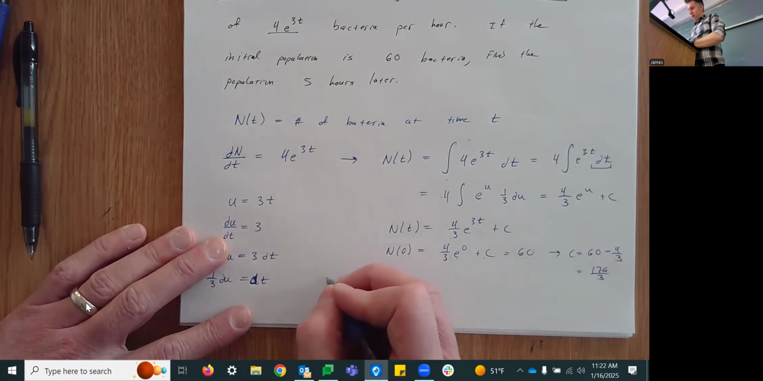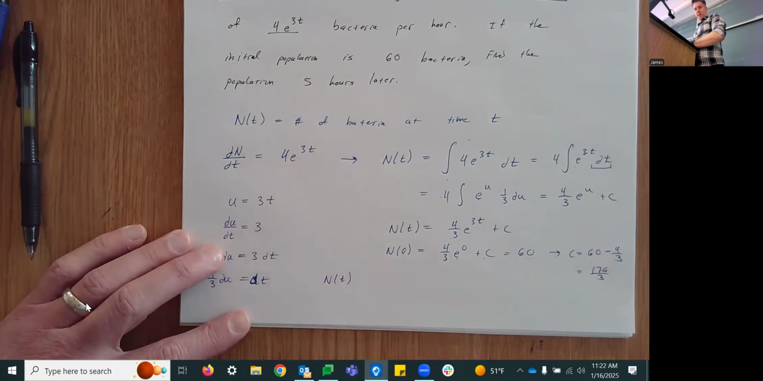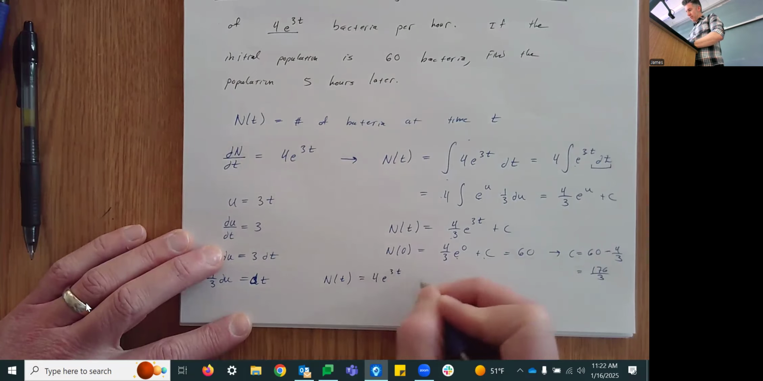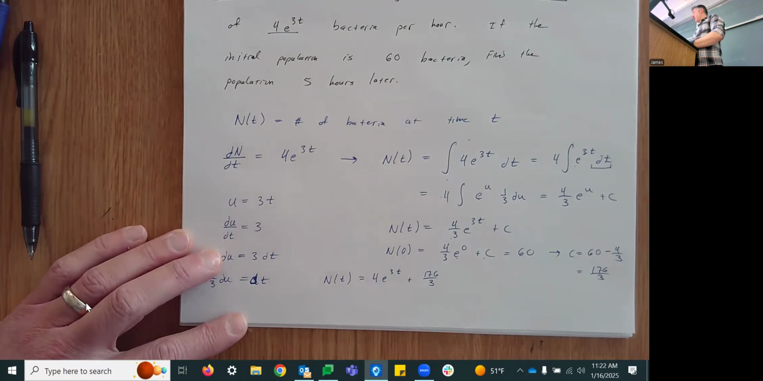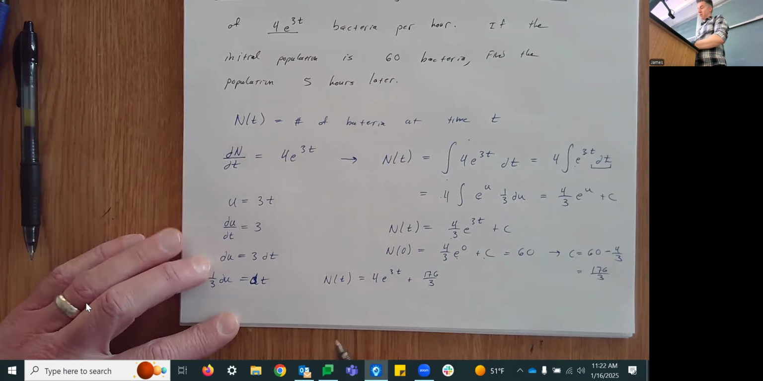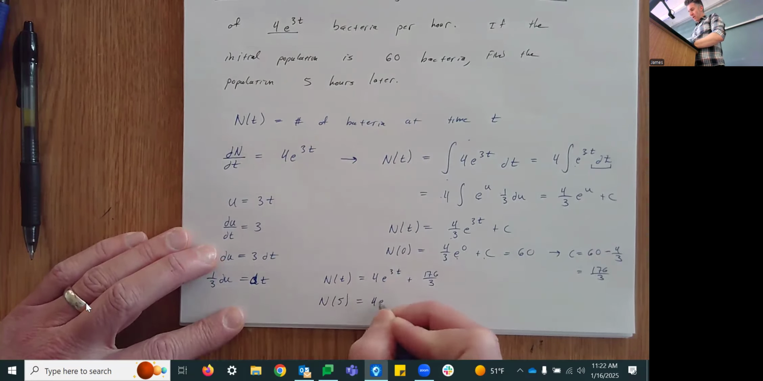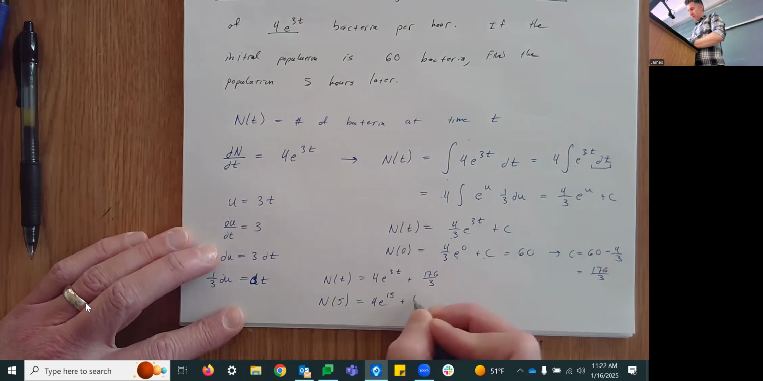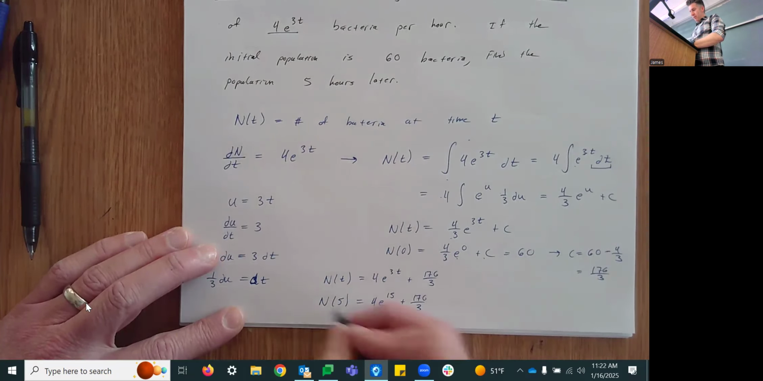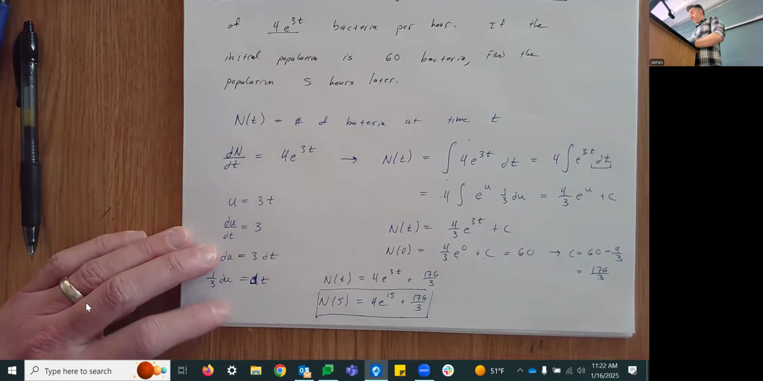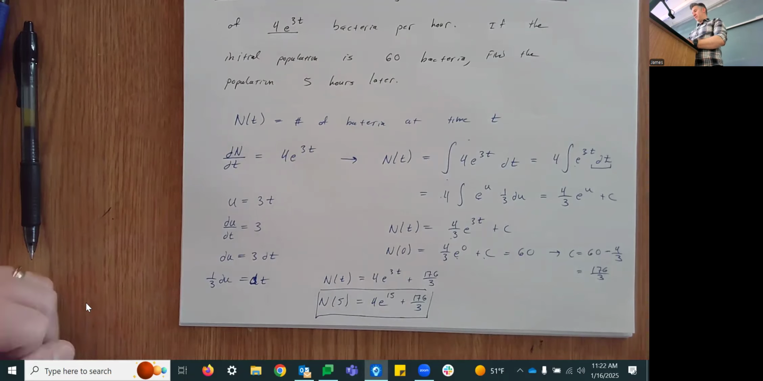So now my function here, the number of bacteria at time t, is equal to 4e to the 3t plus 176 thirds. And then to finally answer the question, how many bacteria are there 5 hours later? We would then plug in t equal to 5 and get 4e to the 3 times 5 plus 176 thirds. And then if you wanted to actually have an idea of what that number was close to, you would plug it into a calculator, because I have no idea what that number is off the top of my head, right? e to the 15th is really large. So it's something big.